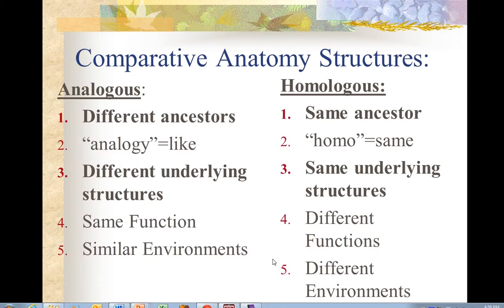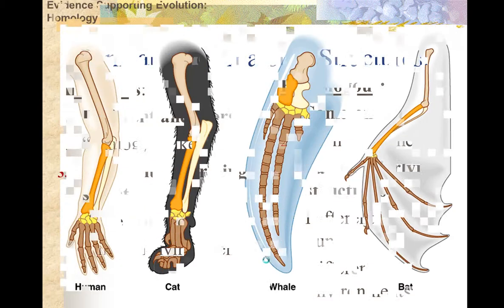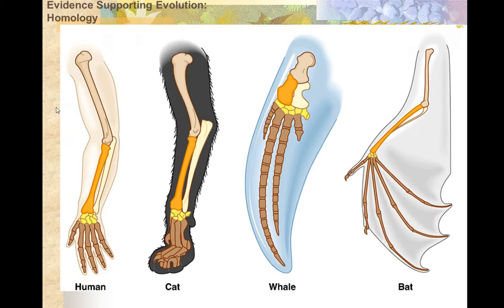So let's look at these. These are all from mammals. And one of the things you'll notice is they've got a single bone that's going to attach to the body, followed by two bones, and then a smaller set of bones, which we'll call carpals, and then the metacarpals, and then the digits, or the phalanges. Look at the phalanges here. Each one of these serves a different function.